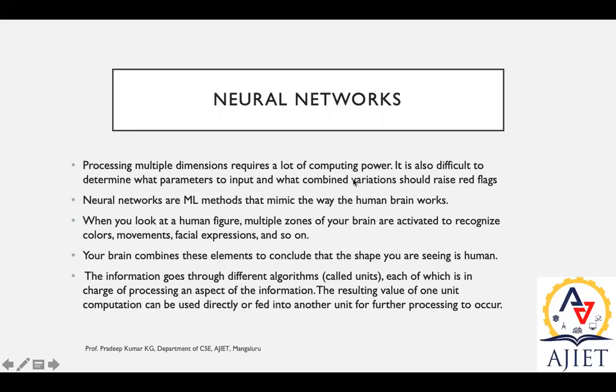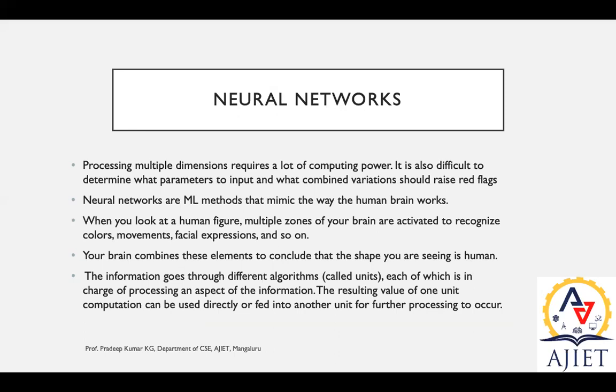So nothing but using machine learning methodology, machine learning algorithms, we are trying to have a human brain kind of working using our algorithms, that is neural network. For example, when you look at a human figure, multiple zones of your brain are activated to recognize colors, movement, facial expression, body language, eye contact, all those. So the brain combines these elements to conclude that the shape you are seeing is human. This is how the brain works.